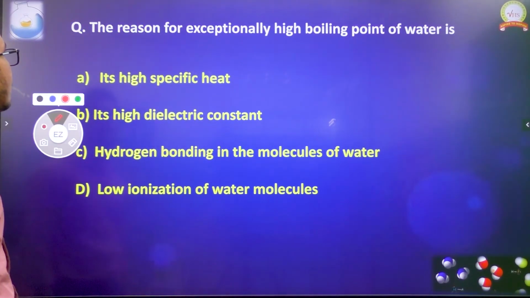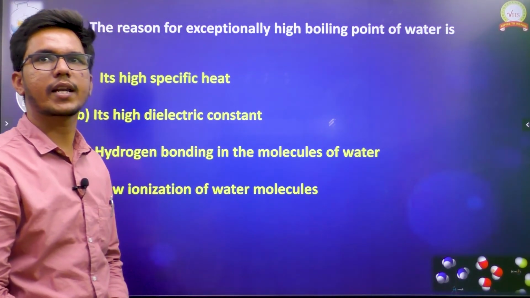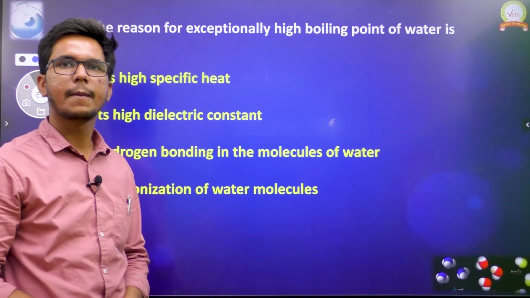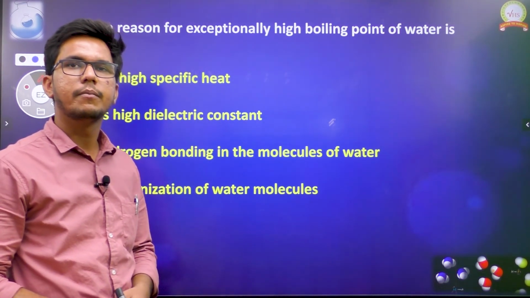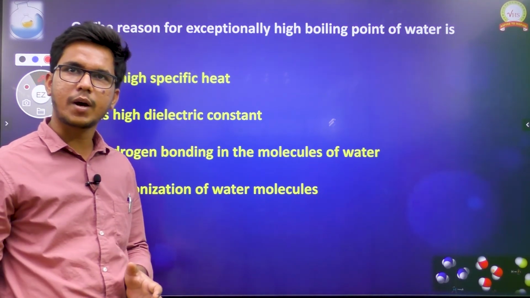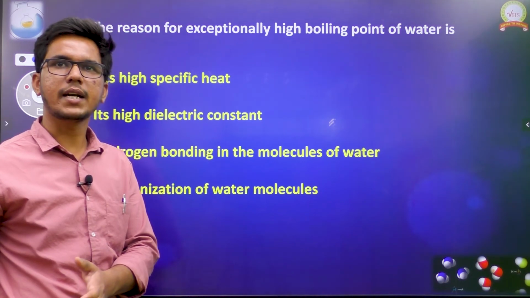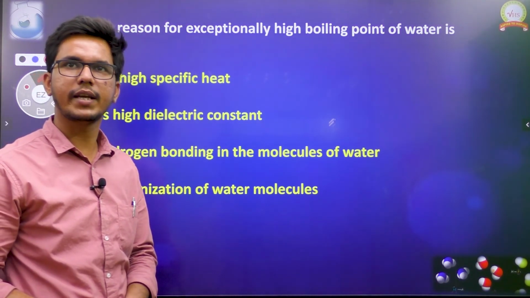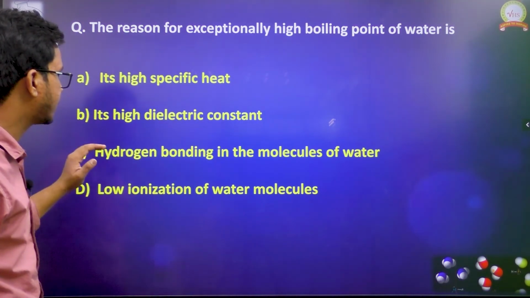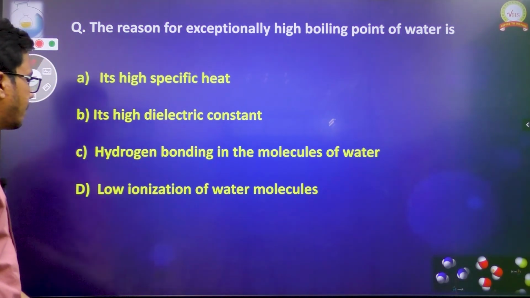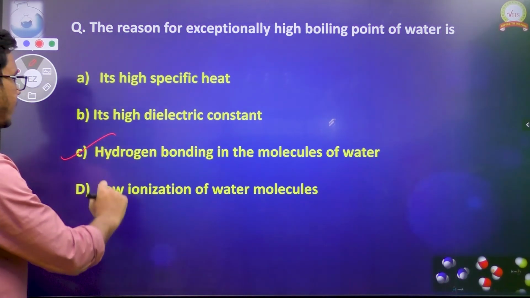Last question. The reason for exceptionally high boiling point of water. Why are we calling it exceptionally high boiling point? Because we have H2O and H2S, which belong to the same group. Though sulfur has more atomic weight and H2S has more molecular weight, comparatively H2O has more boiling point. Why is that? It is not because of its high specific heat, not because of its high dielectric constant, not because of its low ionization of water molecule, but it is because of hydrogen bonding.